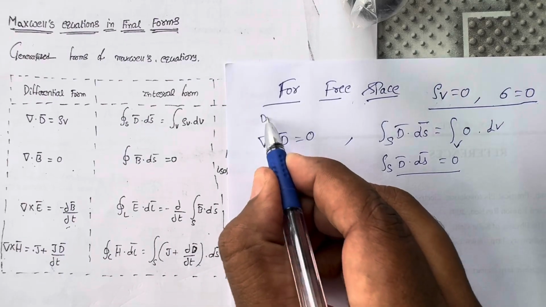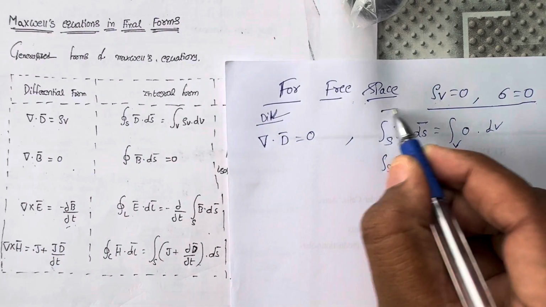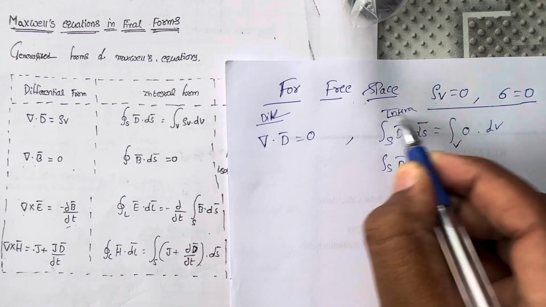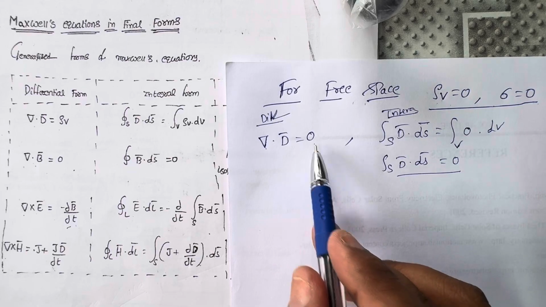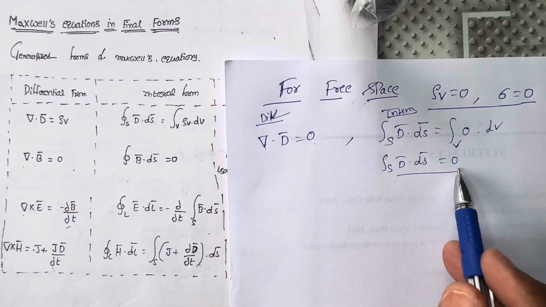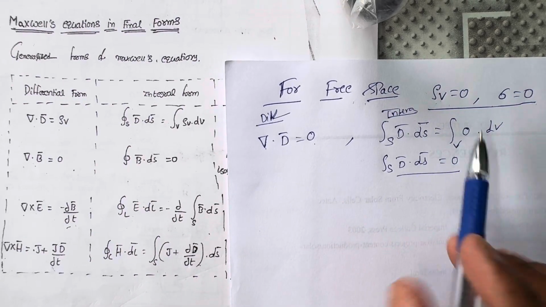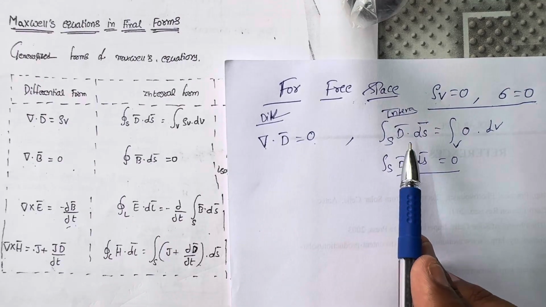That is the first equation. Del dot D bar equal to 0 is the differential form. Then the surface integral of D bar dot dS bar equal to 0 is the integral form.